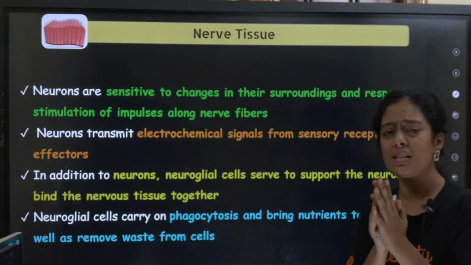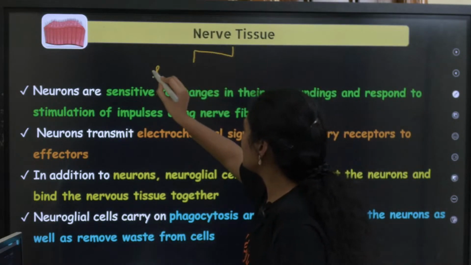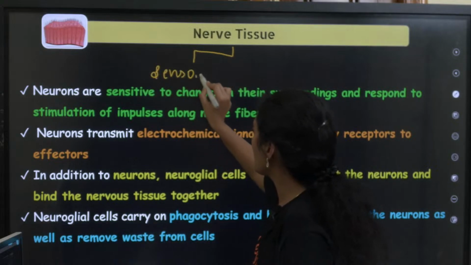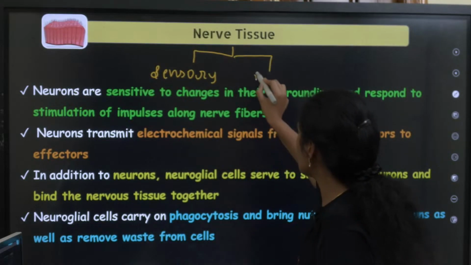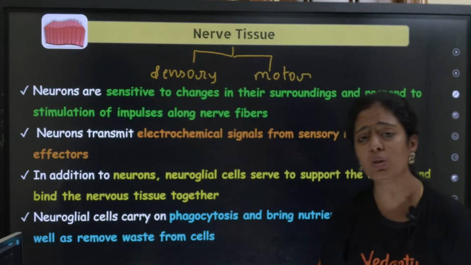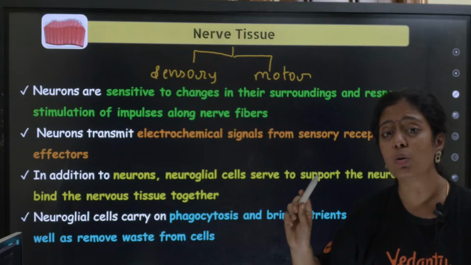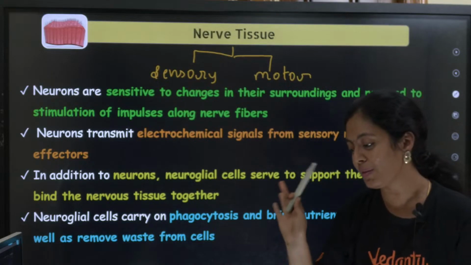Okay, neurons, there are two types of neurons. Does anyone know? Sensory neuron and motor neuron. So can you tell me the difference between sensory and motor neuron? Sensory neuron carries impulse towards your brain. Motor neuron carries impulse away from the brain.